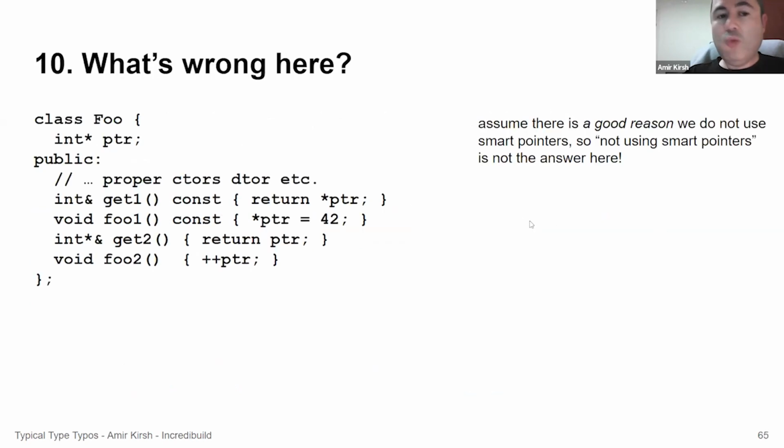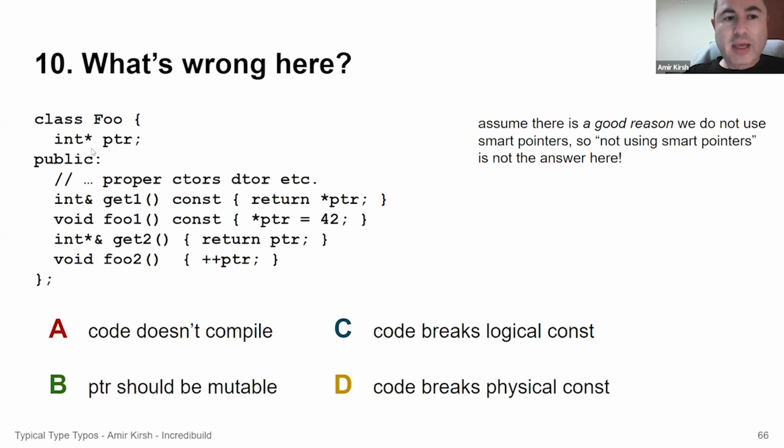Okay, next one. What's wrong here? Well, we have here foo, and the foo has a pointer PTR, and we have a getter which returns the value of the PTR, and we also have a foo1, a const function that puts something in the PTR, and another one that returns the PTR by ref as a pointer, and another one that increases PTR. Now assume there is a good reason we do not use smart pointers here. So the answer is not, oh, the problem is that you do not use smart pointers. No, assume that we actually for some reason need to use pointers here. Well, maybe the code doesn't compile, or maybe PTR should be mutable, or maybe the code breaks logical const, or it breaks physical const. What do you say?